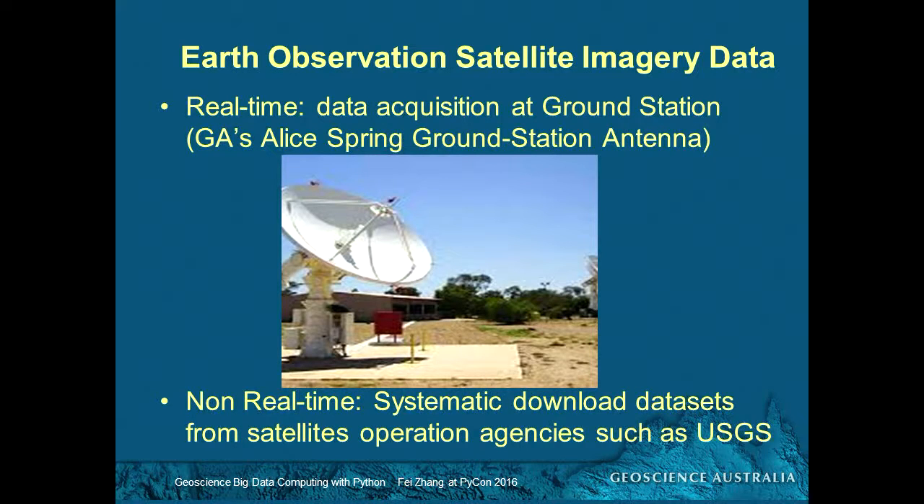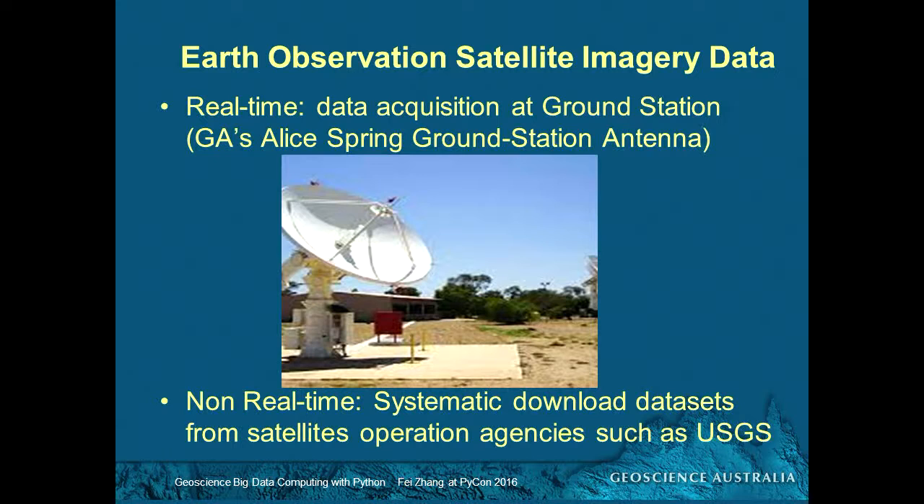There are 2 primary ways of obtaining Earth satellite imagery data. One is the so-called real-time, data acquired at the ground station. Geoscience Australia has a ground station in Alice Springs. Alice Springs is in the center of Australia, so its ground station can cover pretty much everywhere on the continent when satellites fly over Australia.